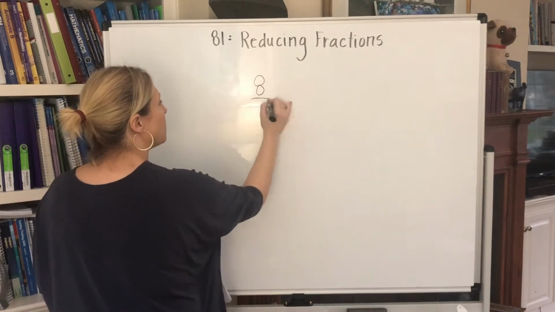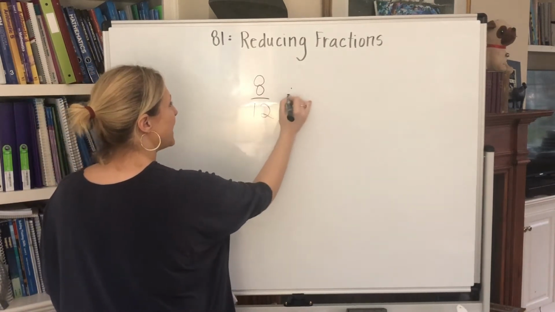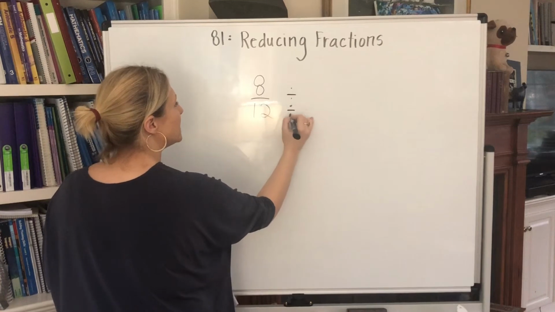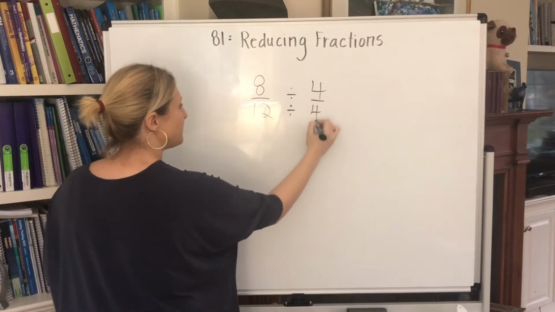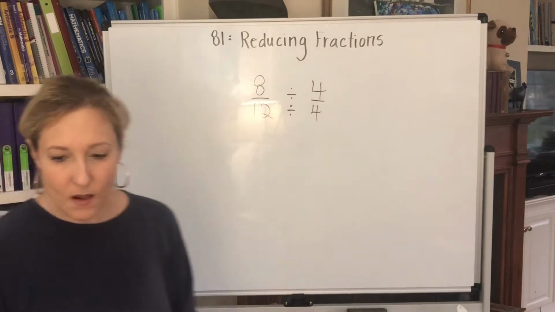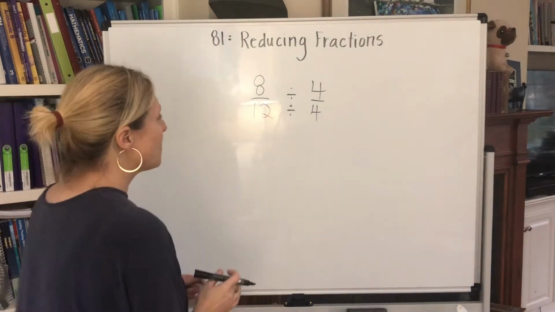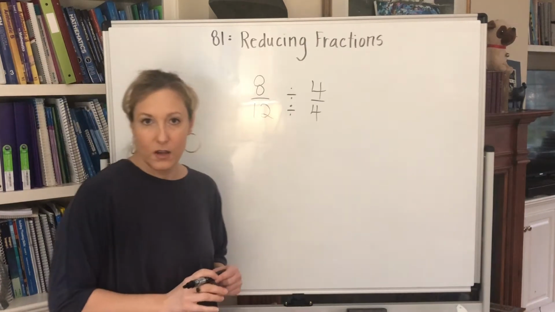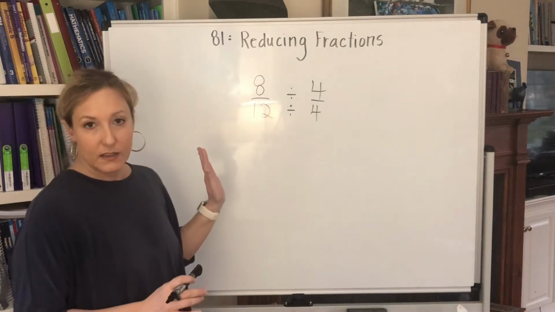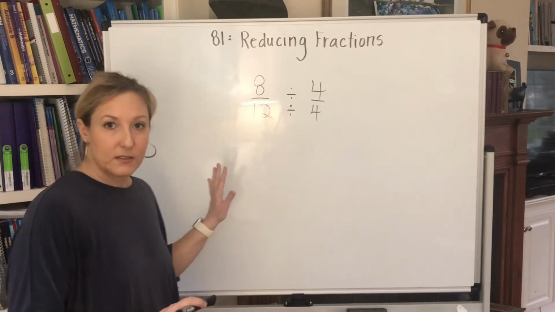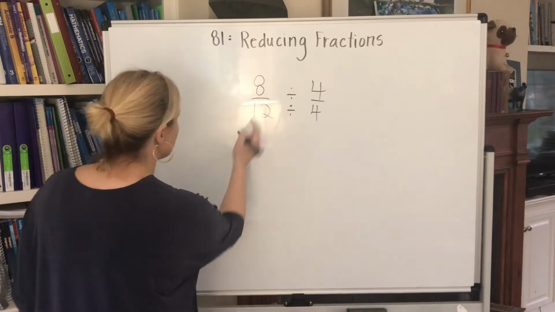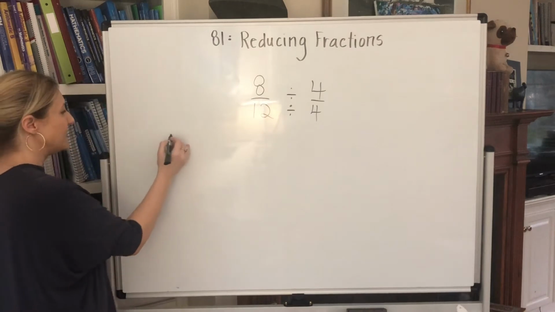Now, why did they choose to divide 8/12 by 4/4? Well, remember all the factoring we've been doing this year. The reason you've been factoring numbers this year is so that you can reduce fractions. Okay? So let's find all of the factors of 8.